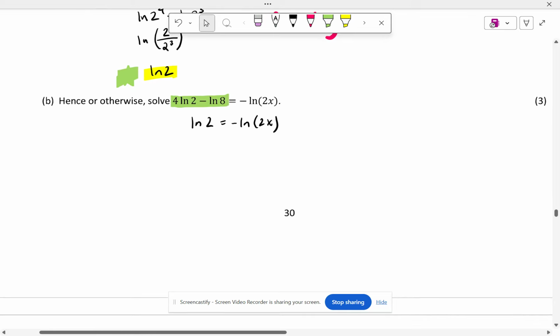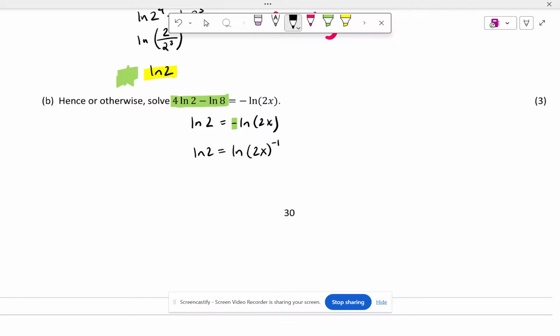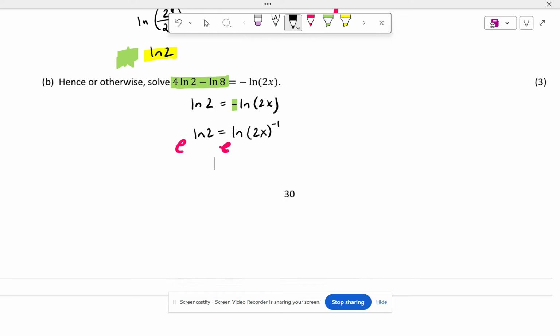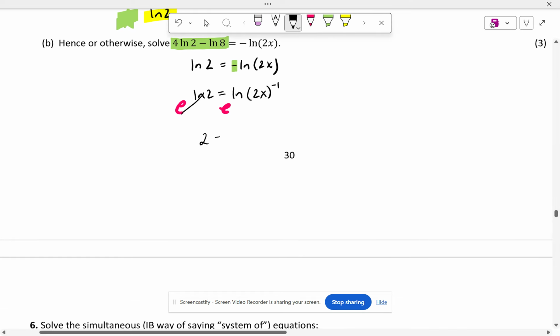So I've got the ln of 2 equals. I would love to base e both sides, but I can't as is because I have this little thing right here. So what I have to do is take that -1 coefficient and make it an exponent. And then just be careful, like this whole thing is to the negative first. So if I were to rewrite that as a fraction, it would be 1 over 2x, all right? And now I can e both sides. And I have 2 equals 1 over 2x.